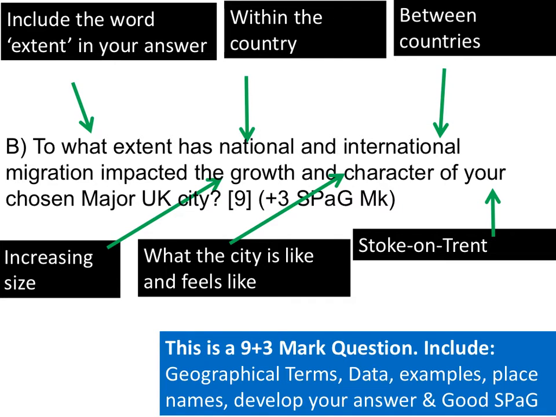National, as we said before, that's within the country. International is between countries. The growth, so we're looking at how the city has grown due to migration. The character is what the city looks like, feels like. And of course, in your first sentence, you're definitely going to say Stoke-on-Trent, because that's our chosen UK major city. At this point, you're going to include a second round of annotations. So you're going to be including data, examples, geography words, place names. Put those around your question in a different colour.